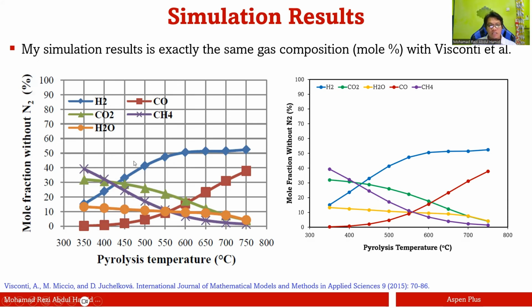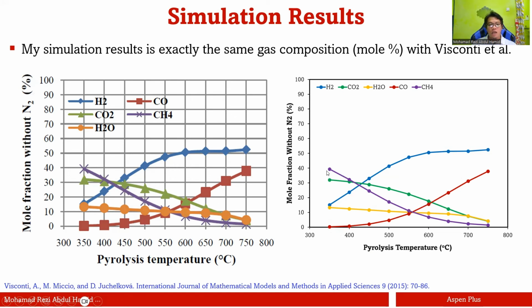He got something like this. This is mine, where I vary pyrolysis temperature from 350 to 750 following his, and these are mole fraction without nitrogen. So as you can see, they are all the same, going up. For hydrogen, for example, it goes up and then stops here. For carbon monoxide, it is favored at higher temperatures.